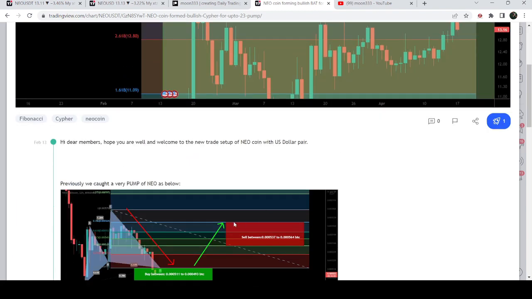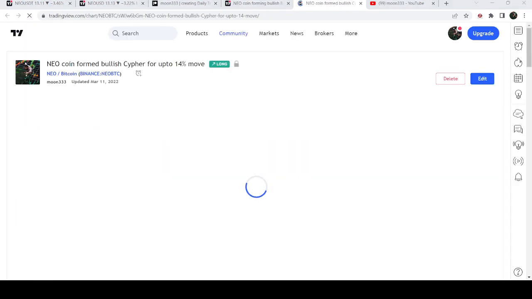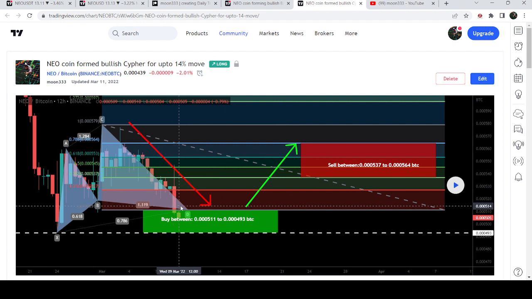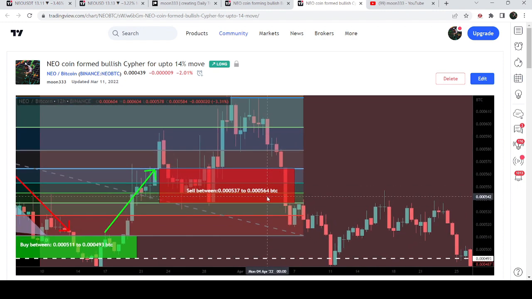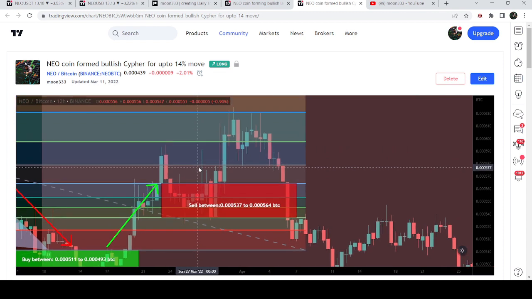And before that, I shared this harmonic bullish reversal cipher move in the month of March 2022, and this was also formed with Bitcoin pair on the 12-hour time frame chart. And after playing this chart, you can see that we had another very nice price reversal, and this was, by the way, more than 26% pump.